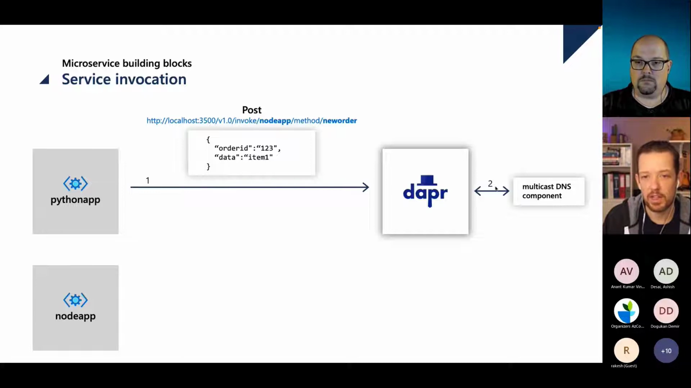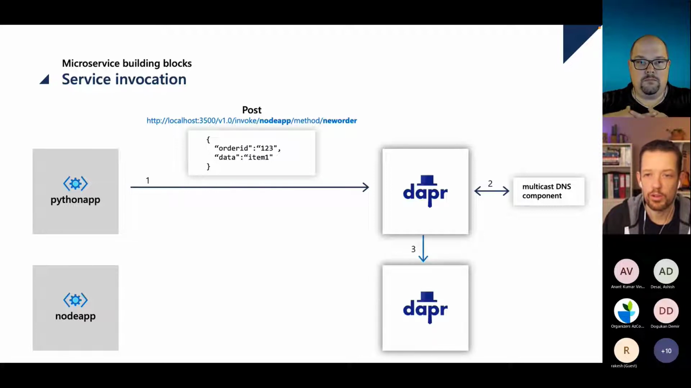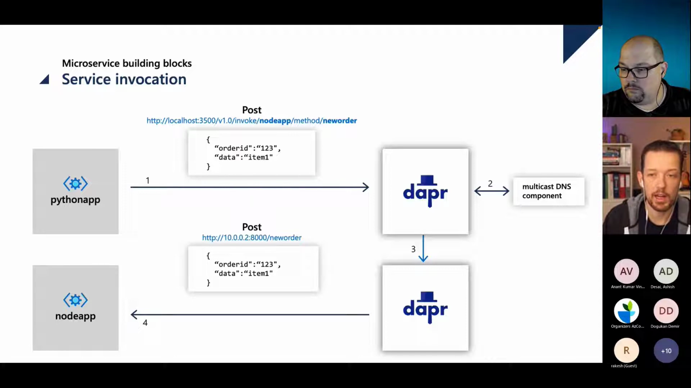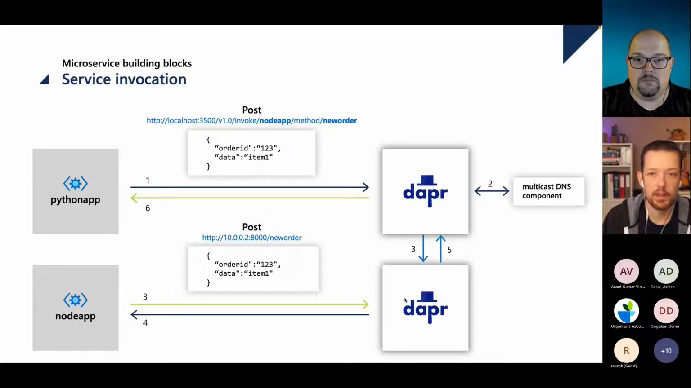Basically, using any of these methods, Dapr will now know where the remote service is located, and then it can forward a call to that remote Dapr instance using gRPC. So this call between sidecars is always done using gRPC. And then finally, that remote sidecar will now call the remote application. So it will call the Node app, give it the payload, and any result will then flow back to the original caller.